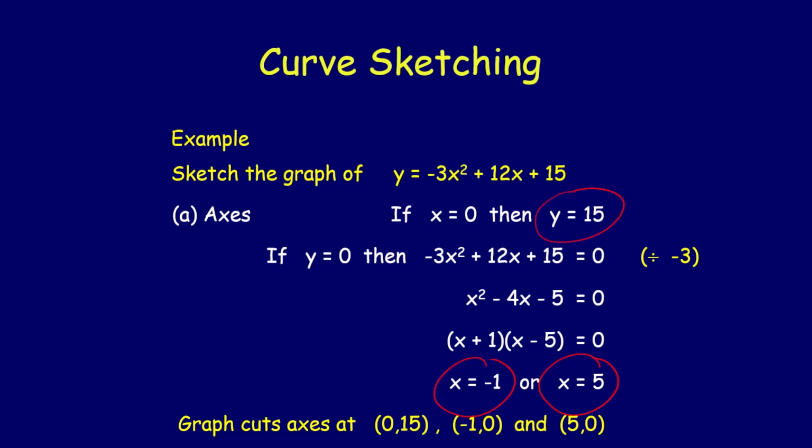So therefore, we can conclude that this graph cuts the y-axis at (0, 15). We got it here, that is (0, 15). And then for the x-axis, we have 2 points where it cuts the x-axis. Remember, when y is 0, x is negative 1. So that is how we get (negative 1, 0). And then when x equals 5, y is 0, so these are (5, 0). So these are the 3 points.